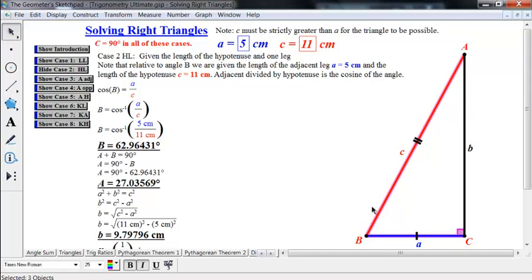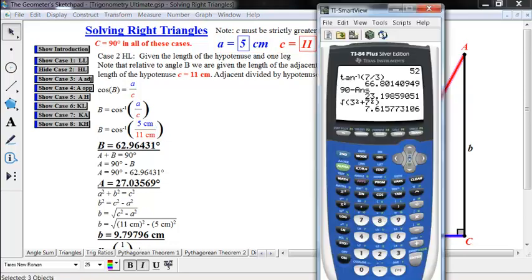Okay, so note that relative to the angle B here, which ones are we given? Well, we're given the adjacent leg and the hypotenuse. Adjacent, hypotenuse, that suggests cosine. Cosine of angle B is adjacent over hypotenuse, so that's A over C. So to find angle B, we do the inverse cosine of A over C, and with our particular values of A and C, that's the inverse cosine of 5 over 11.